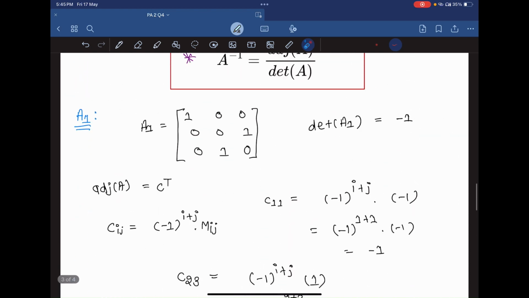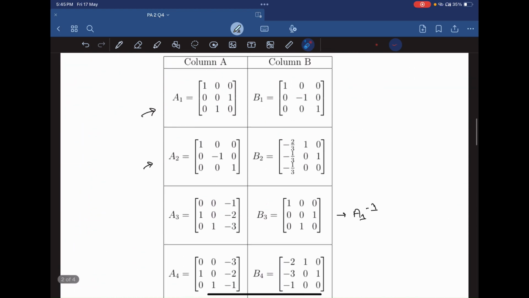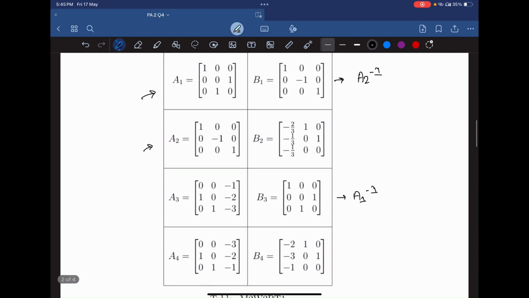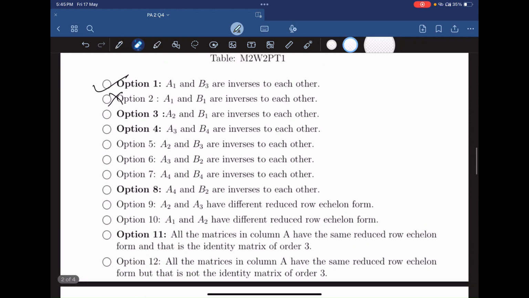And if we look at the option in the column B, it matches with matrix B1. So matrix B1 is A2 inverse. So A2 and B1 are inverse to each other, while A2 and B3 are not inverse to each other. So that's why option 5 is false, and option 9 and option 10 are also false. So that we haven't checked yet.